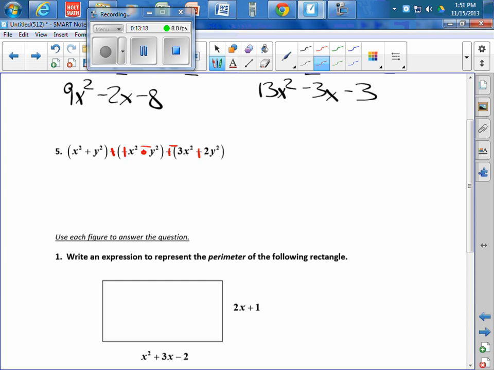Now we can go through and just simply add our like terms. x squared plus x squared is 2x squared. 2 minus 3 is negative 1, negative 1x squared. y squared minus y squared, those guys cancel out. You're left with plus 2y squared.